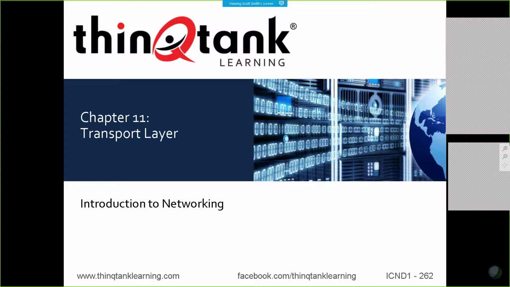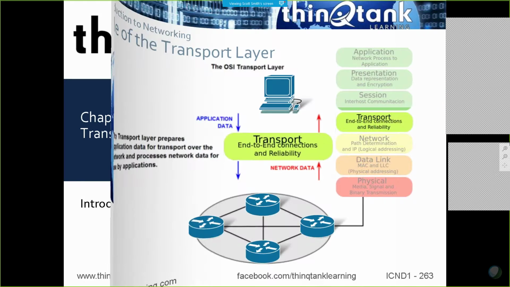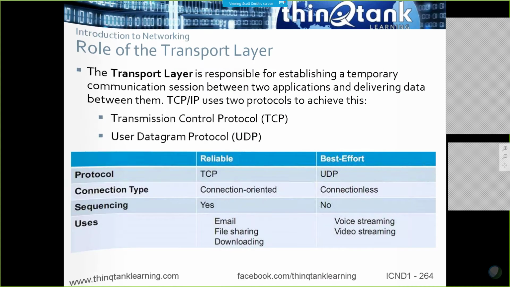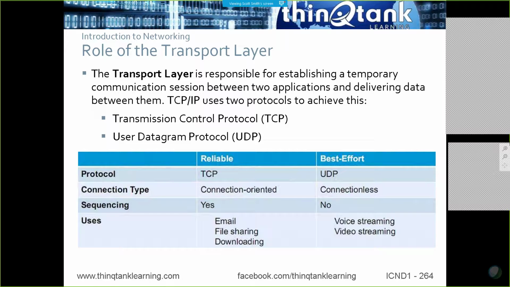But the transport layer, which is layer 4 of the OSI model, we don't have any devices that function at this layer, but we do have 2 primary protocols that function at this layer. TCP, which is the Transmission Control Protocol, and UDP, which is the User Datagram Protocol. So we're going to spend some time talking about those 2 protocols in this chapter.